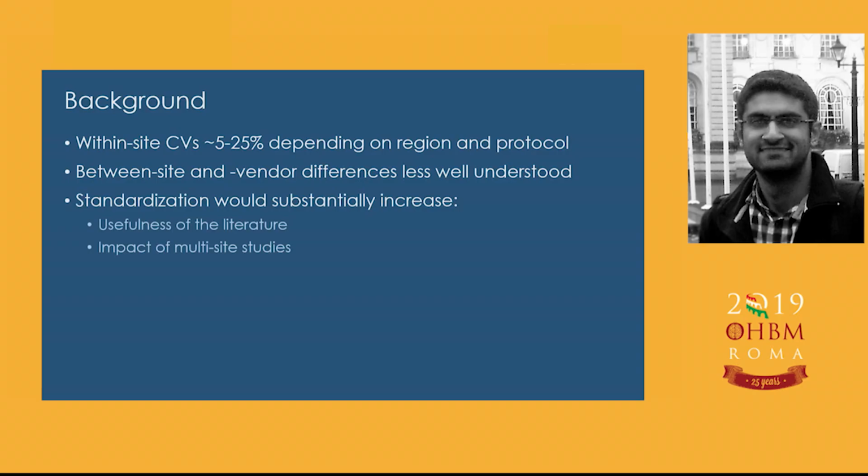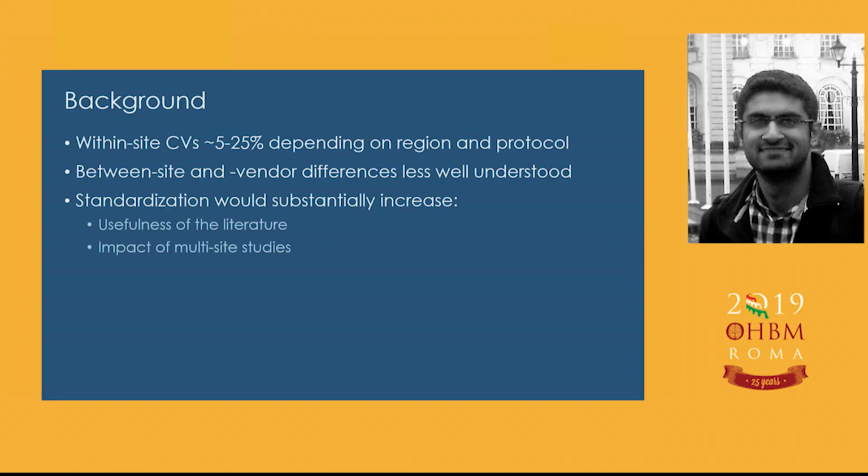Several studies have examined the reproducibility of GABA editing, and they found that the coefficient of variation varies between 5 and 25%, depending on the region that you scan, whether frontal, occipital, or parietal, and depending on the protocol that you use, whether it's a site-customized or vendor-provided protocol. Between-site and between-vendor differences in CV are less well understood, and therefore it's very important to have the sequences standardized. Why? Because it will increase the usefulness of the literature and also positively impact multi-site studies.